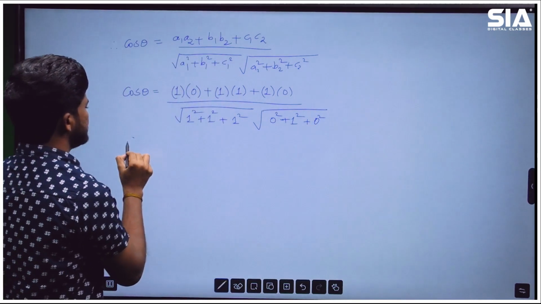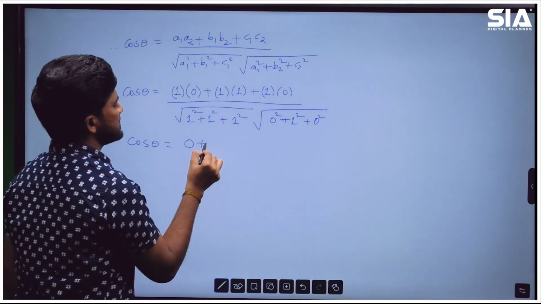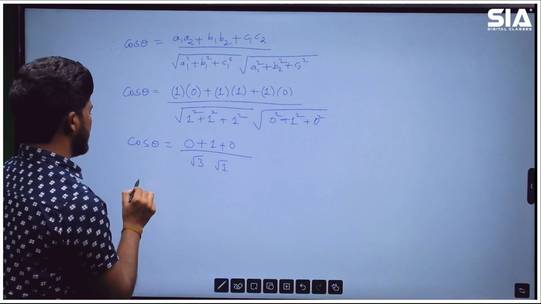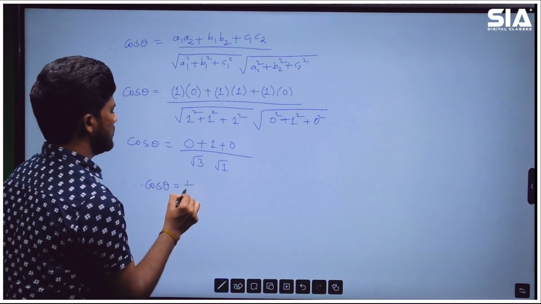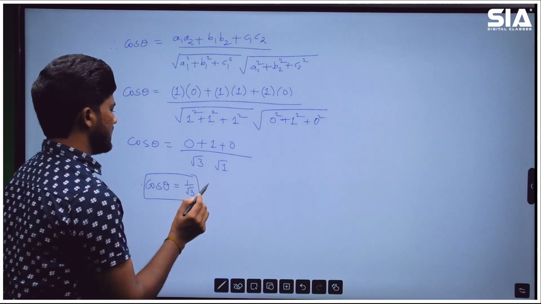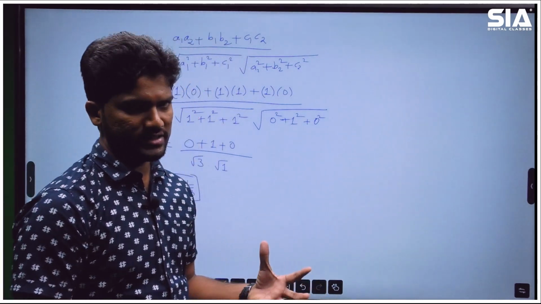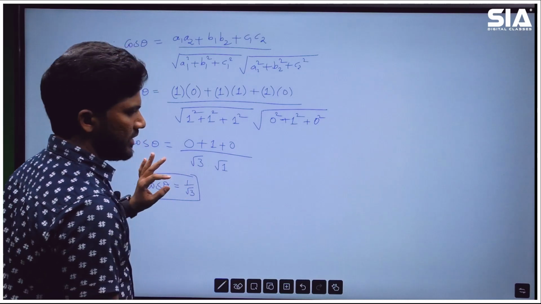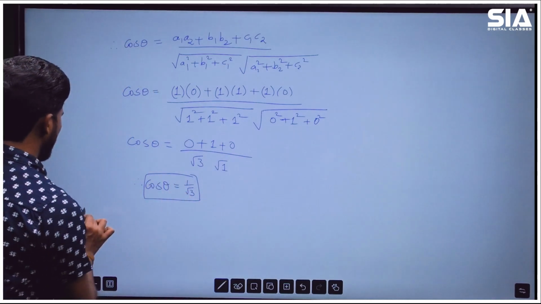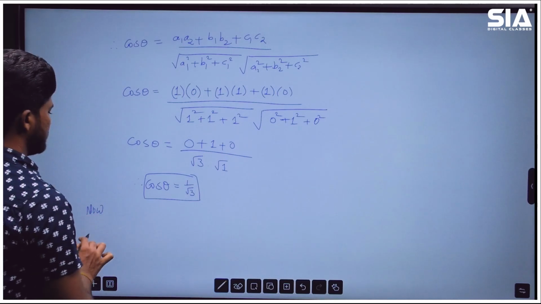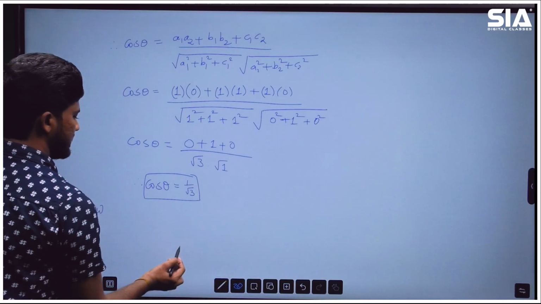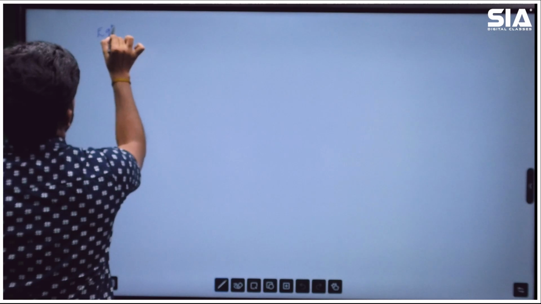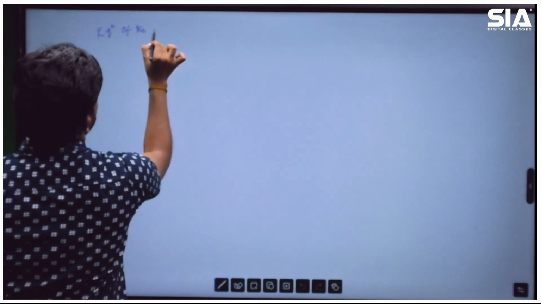Therefore cos theta = (0 + 1 + 0) by root 3 into root 1. Finally, the cos theta value is 1 by root 3. From this value, cos theta = 1 by root 3. Now the equation of the right circular cone, I'll write in the next slide.